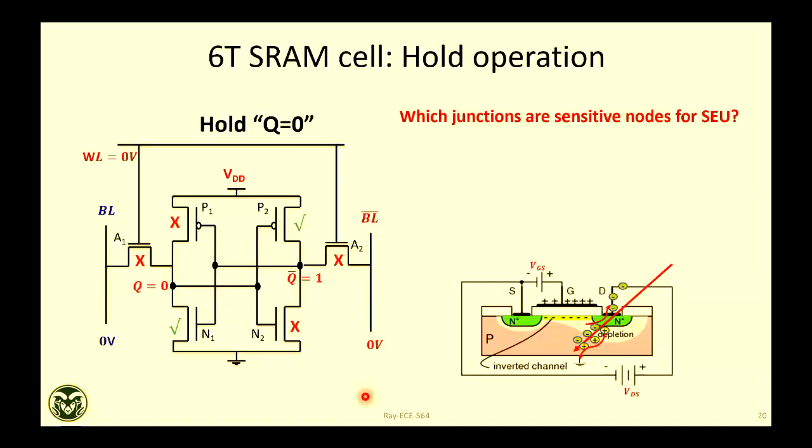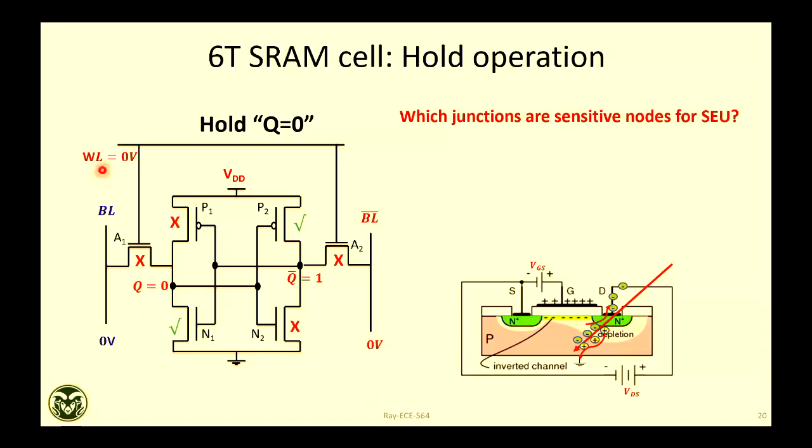Okay, so now let's move to SRAM. SRAM is even more interesting, I'll say. Because there is a restoring mechanism in SRAM. In DRAM, there is no restoring mechanism, right? So that means DRAM is more vulnerable to upsets. Whereas in SRAM, you can restore. Yes, you can lose some charge, but immediately PMOS can come in.